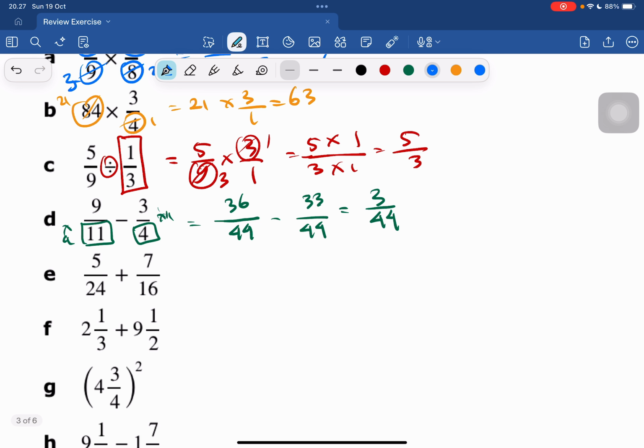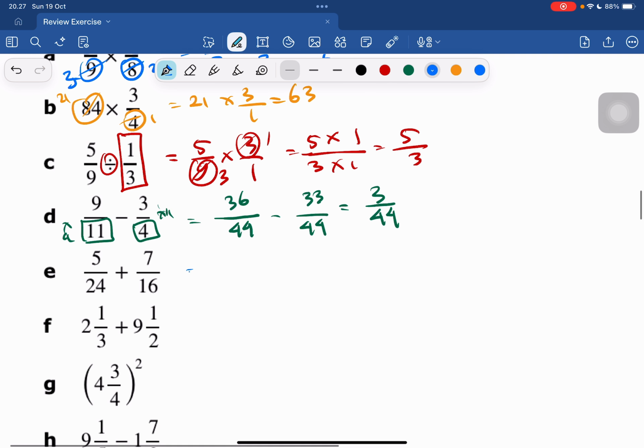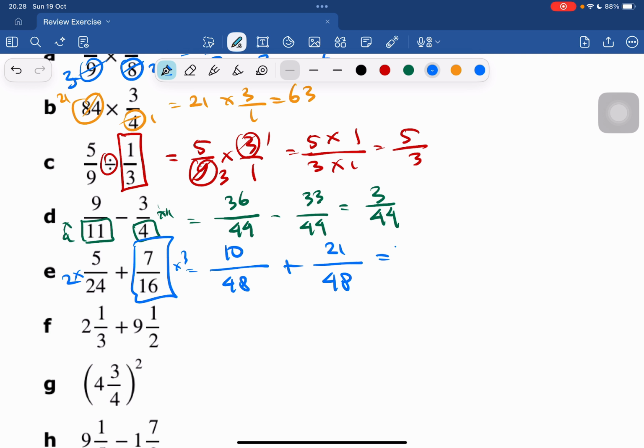Next, we got 24 and 16. Let's find the lowest common multiple of 24 and 16, which is 48, and then it's also 48. So this we multiplied by 2, so this is also multiplied by 2. And here, 48, we multiplied by 3, so it's 21. So the final answer is going to be 31 over 48.